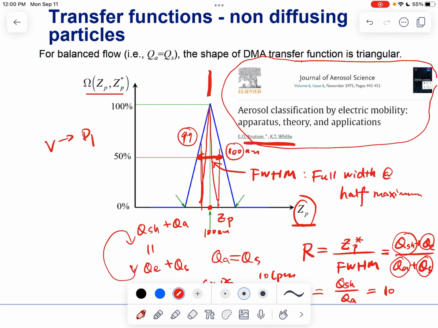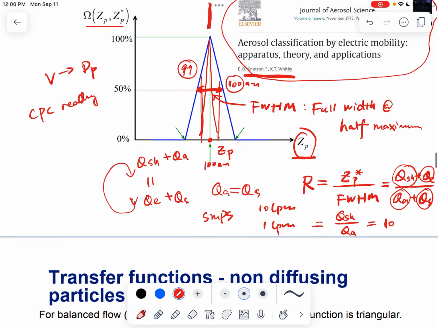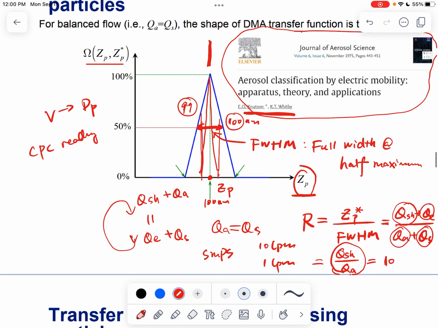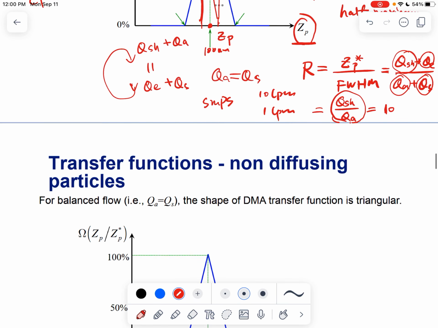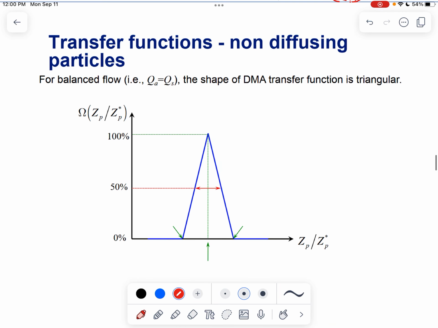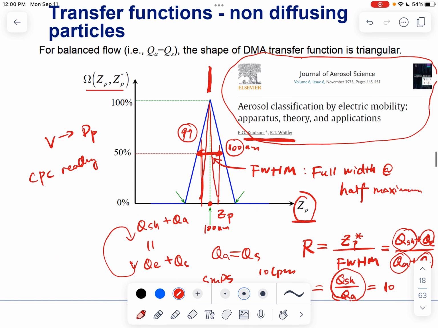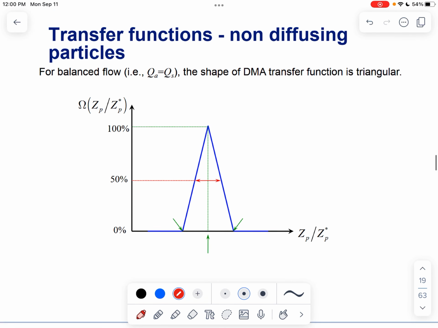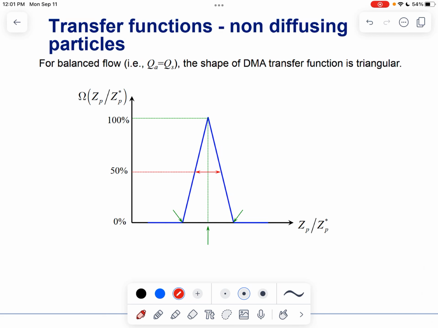Okay, so this is how people derive the relationship between the voltage and the particle size, and also try to see what the CPC reading really means. We thought that the CPC is just reading particles of the same mobility or even the same size, but it's not. It's reading a mixture of particles with different sizes, and this mixture depends on how you operate the SMPS system. Okay, so this is how people represent the transfer function.